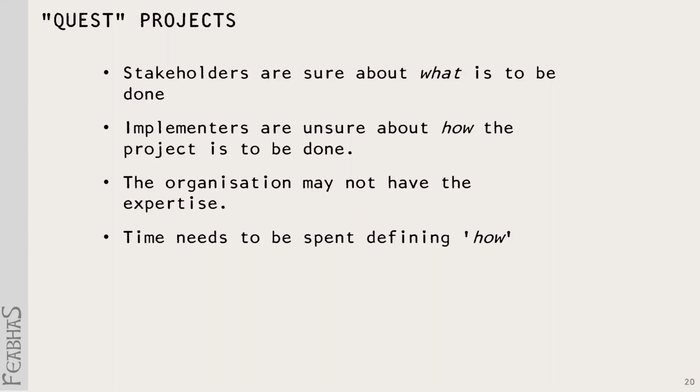Third one is what Obeng calls a quest project. This is almost the exact opposite. The stakeholders know very clearly what is to be done, but the implementers are not sure how they're going to do it. The example that Obeng gives and others give, and I love this example, is cure cancer. It's very easy to specify that system. Nobody will die of cancer, but that gives you no clue as to how we're going to do it. All of the effort here needs to be spent in defining how we're going to do it. In this particular case, the implementation is likely to be extremely novel and extremely unknown.